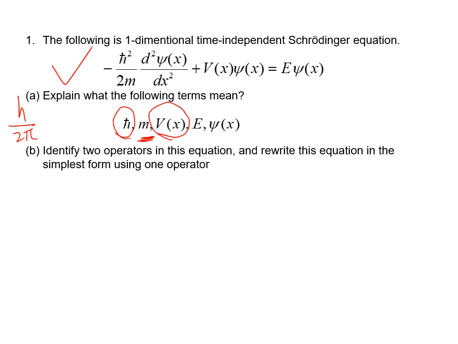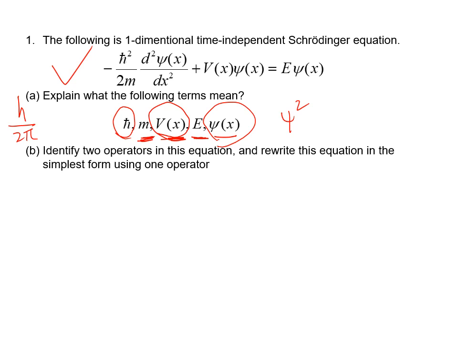V(x) is the potential energy of the system, and usually potential energy is a function of location x. So V(x) means it depends on position x. And E is the total energy of the system. Psi is called the wave function. As we mentioned in class and in my lecture notes, the wave function does not have a physical meaning itself, but the wave function squared tells you the probability to find the particle at a location x.